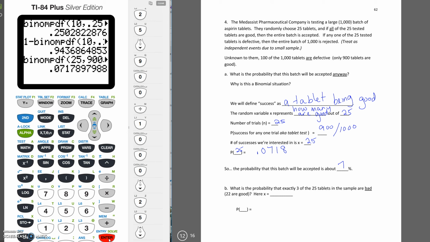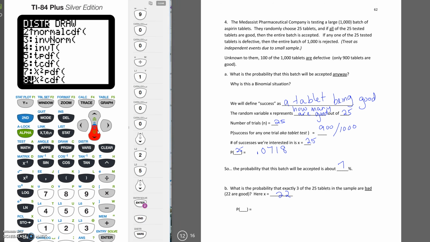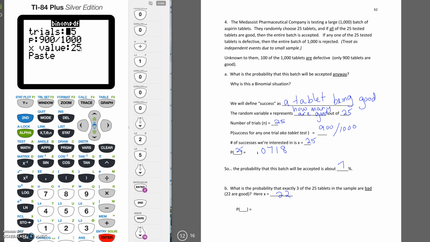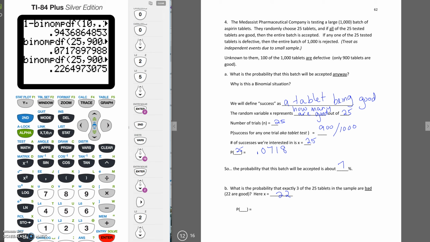Okay, what is the probability that exactly 3 of the 25 tablets are bad and 22 are good? So here x would be 22. We're going to do the same thing we just did, but put 22 in there. So the only thing we're changing is our x value. So it would be 0.2265. Okay, so there are some situations where we can use the binomial distribution to solve problems and find probabilities.